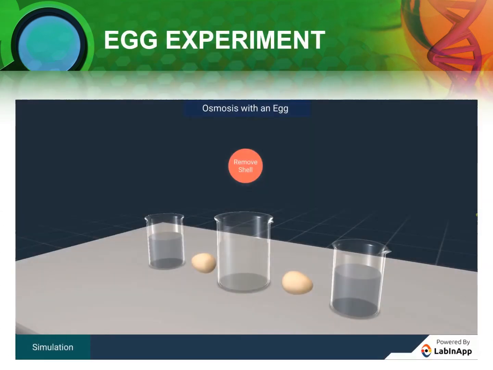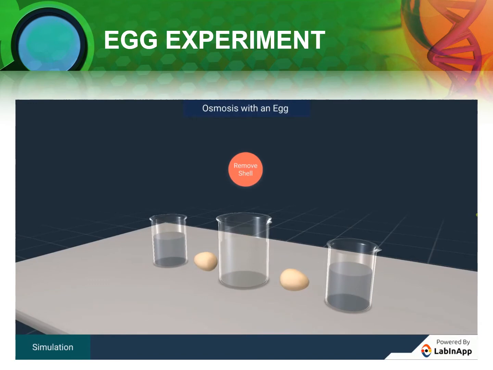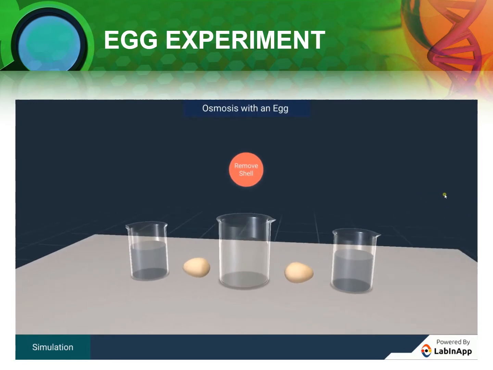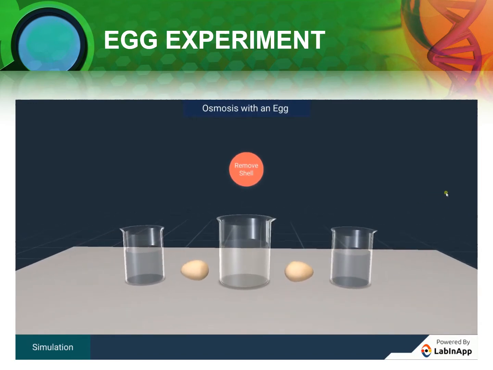Osmosis is the passage of water from a region of high water concentration through a semi-permeable membrane to a region of low water concentration. It is a special case of diffusion through a selectively permeable membrane. Let us see this phenomenon in action with this activity.